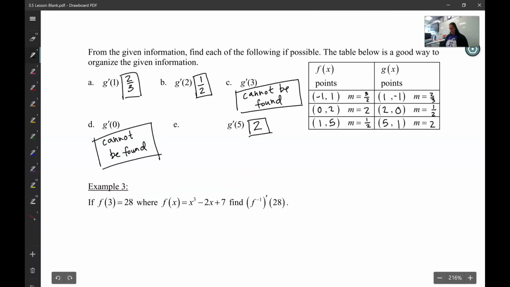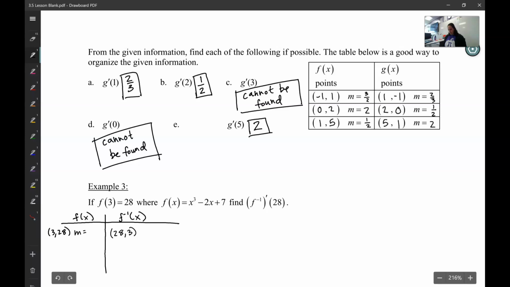Okay, let's try example number 3, last one. If f of 3 equals 28, where f of x equals x cubed minus 2x plus 1, find f inverse prime. So once again, I'm going to make the same table that I had up here, where on the left I have the original, on the right I have the inverse. I'm going to list the point that's given to me, f of 3 equals 28. If you weren't given 28, you could just plug 3 in to get 28. So the inverse one is going to be (28, 3).